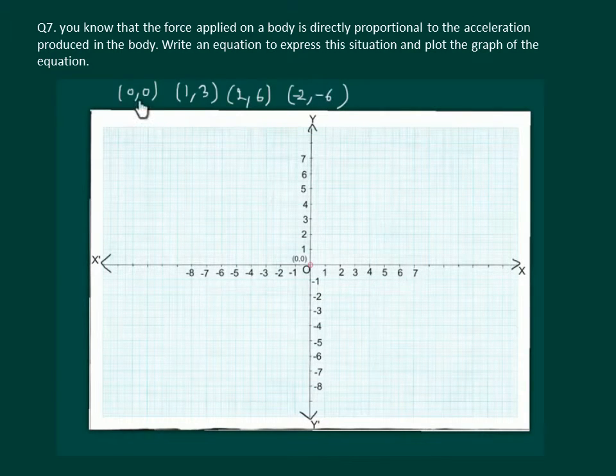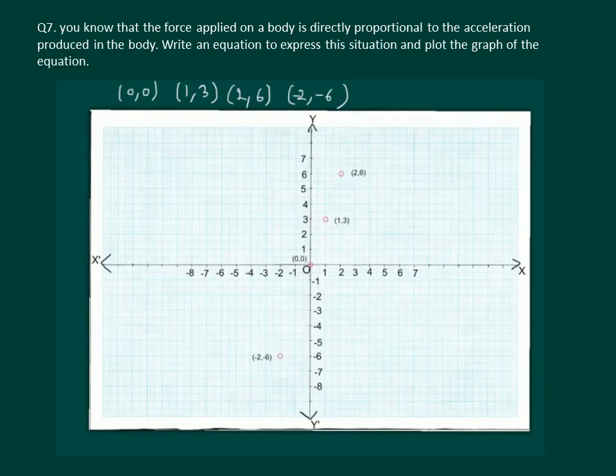First point is (0, 0). We know that origin is (0, 0). So it is our first point. Next point is (1, 3). So x coordinate 1 and y coordinate 3. Next we plot (2, 6). X coordinate 2, y coordinate 6. And last point is (minus 2, minus 6). So minus 2 and minus 6.